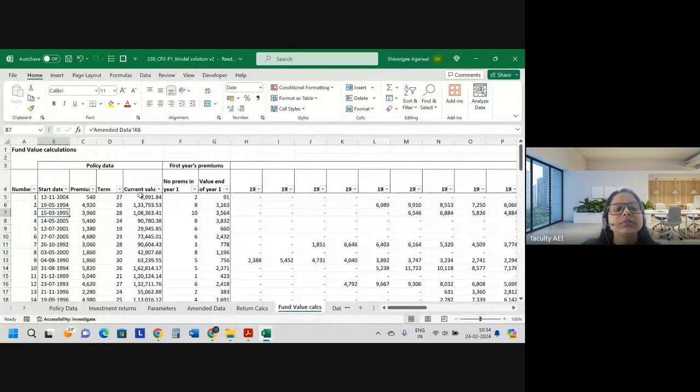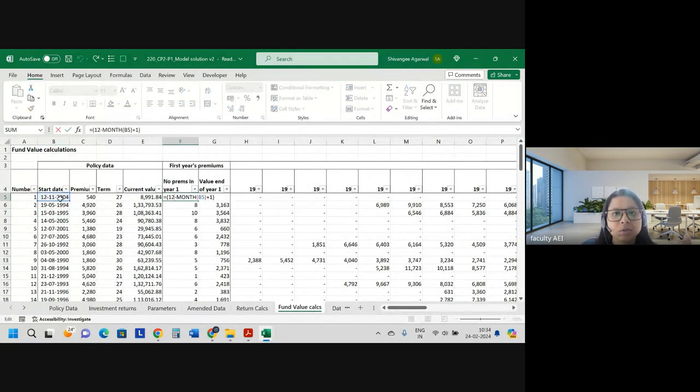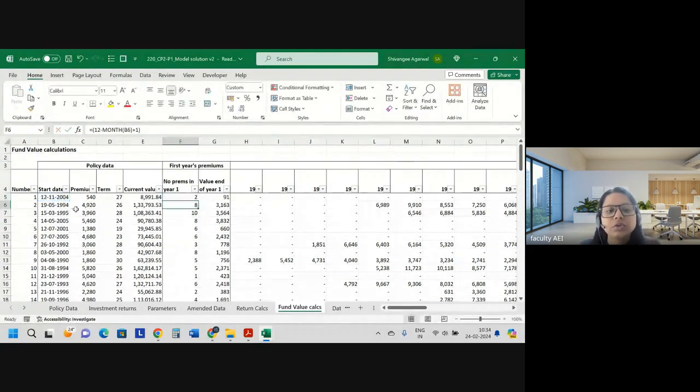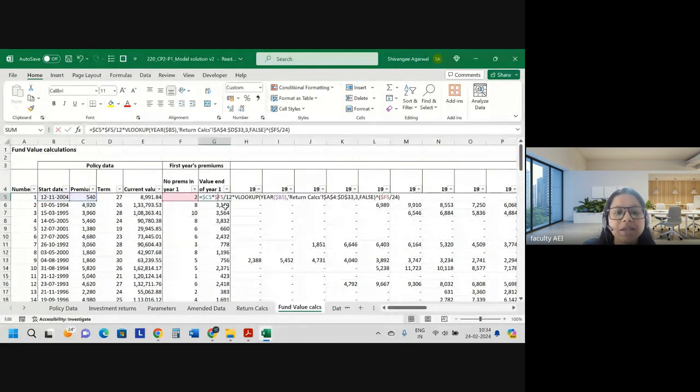Now so how they have calculated the number of premiums in the first year will be 12 minus month of this, which is 12 minus 11 is 1 plus 1, kyunki us month ka bhi aapko count karna hai. So total two premiums November and December. Value of these premium at the end of the year. Now they have made an assumption of middle of the month, that the premiums are being paid middle of the month.